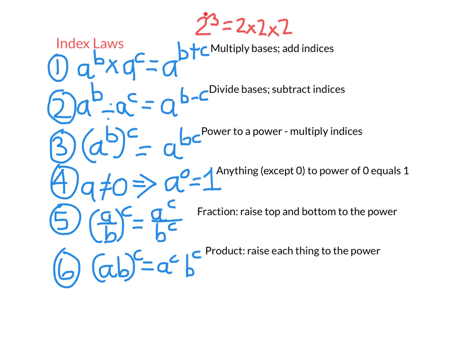2 is the base, 3 is the index. This is expanded form. I just tell you, because most of the questions you do, they're going to ask you to write your answer in index form. And that means write your answer as something to the power of something. So these are the 6 index laws you need to know.